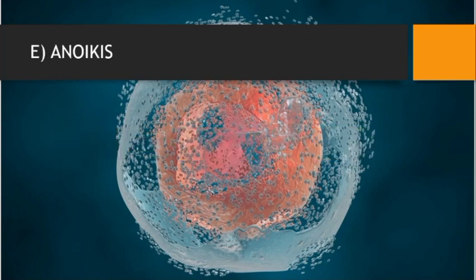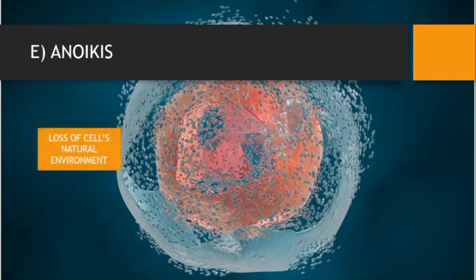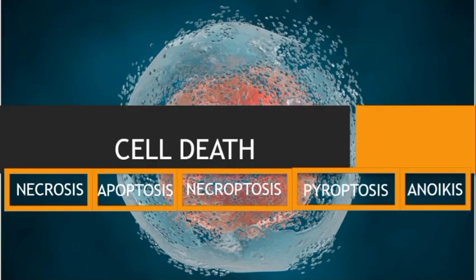Then let's see the last one, anoikis. Anoikis usually occurs when there is loss of the cell's natural environment. For example, some cells survive better in an alkaline environment, but when they are exposed to an acidic environment, there can be cell death. Just like that, when the cell loses its natural environment, there can be cell death. This is anoikis. Now that's about cell death and how to tackle the questions asked in this topic.